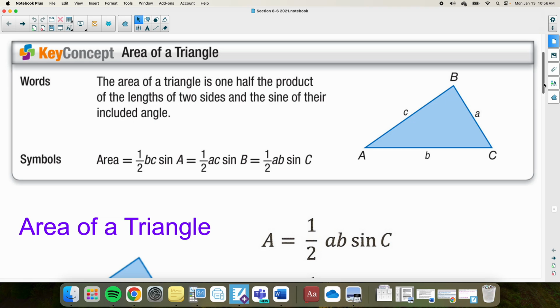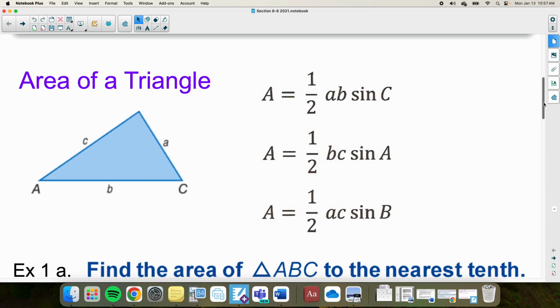All right, so we'll try this again. What we are going to do next is learn how do we find the area of a triangle that does not have a right angle, okay? And if you notice here, there's 3 different versions of this formula. And what it depends on is what sides you're given and what angle you're given.